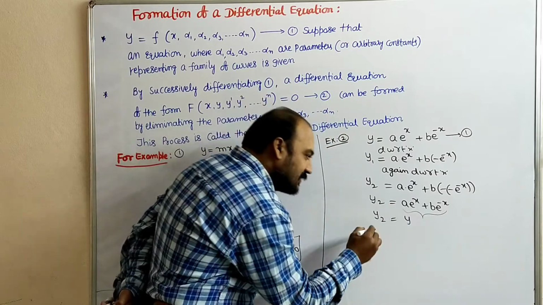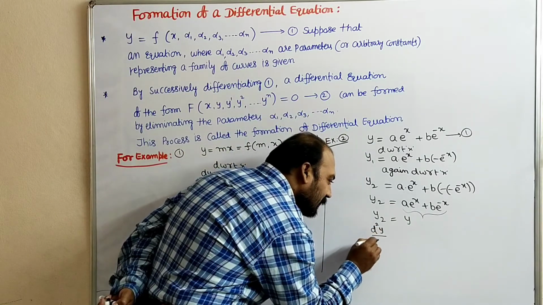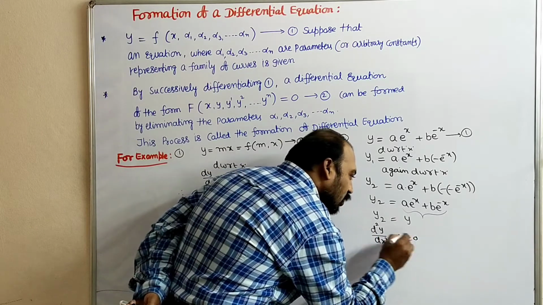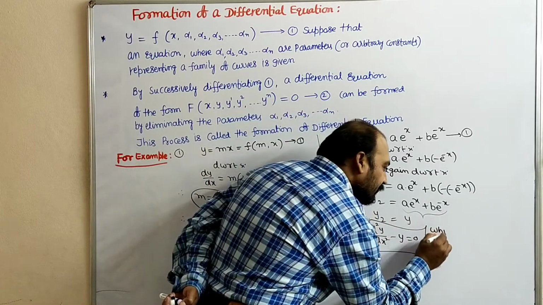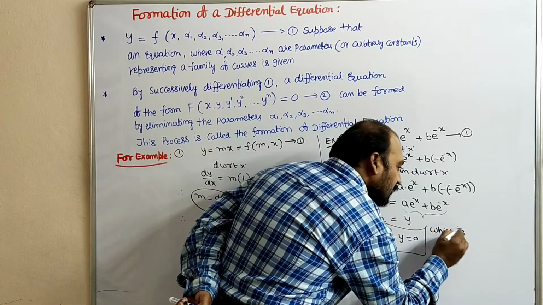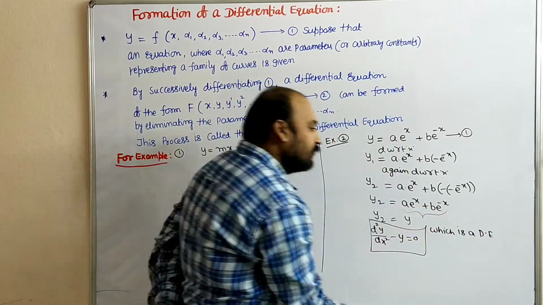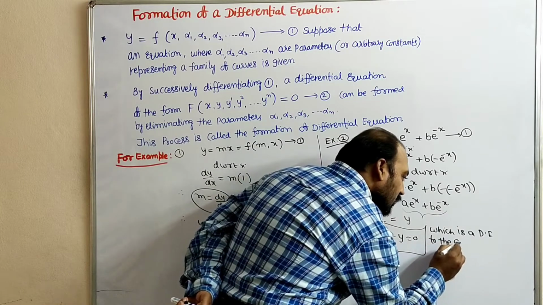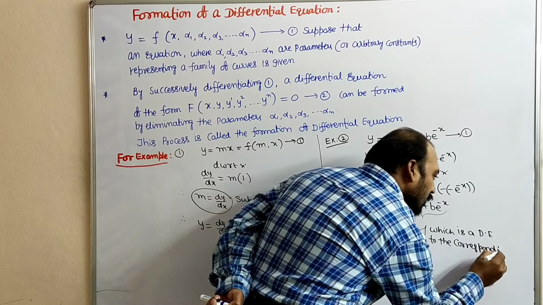That y we can take this side. y2 means what? d square y by dx square. That y we can take this side, minus y equal to 0. Which is the differential equation. DE means differential equation, to the corresponding given equation.